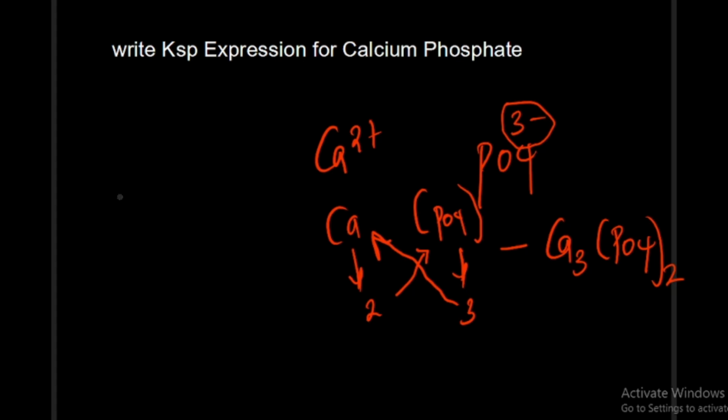So let us write this out here. I can write the chemical equation: Ca3(PO4)2. Here we have 2. So let's write this out.